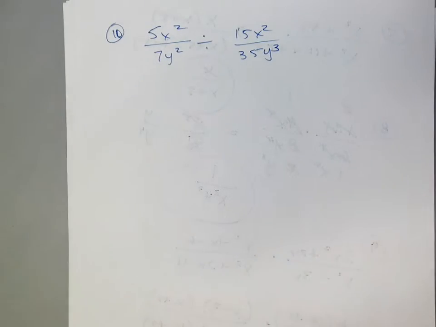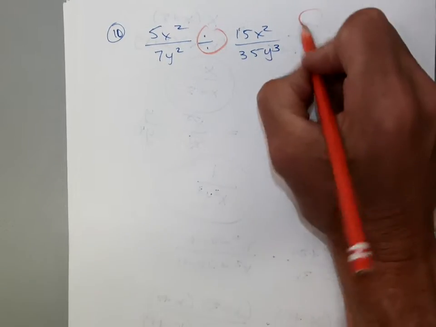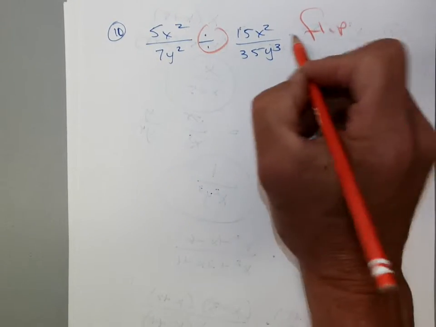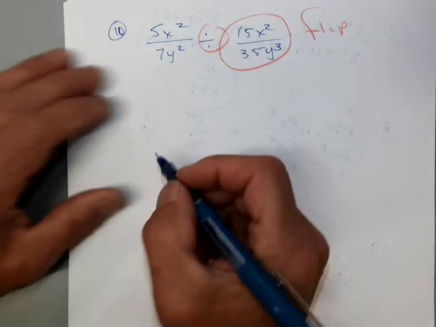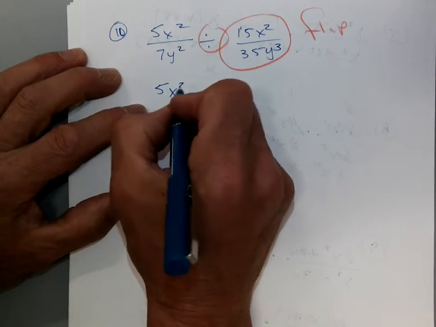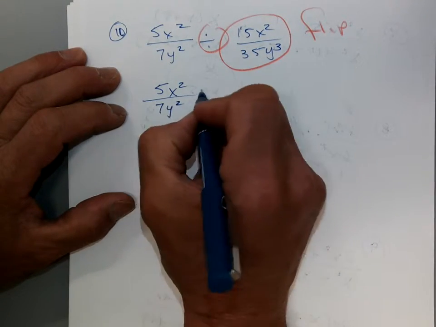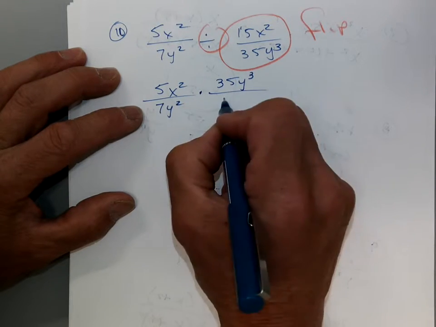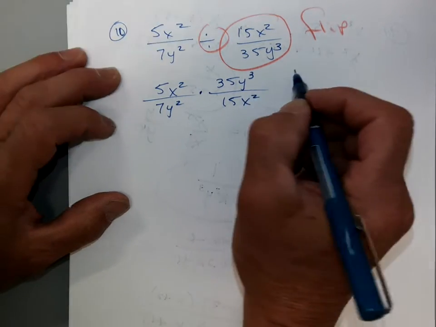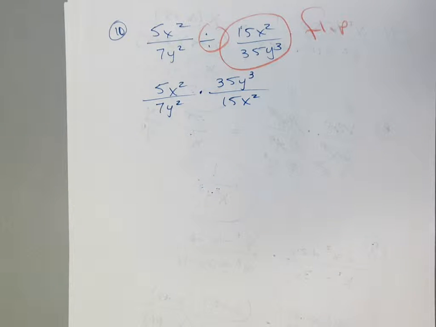Okay, I'm dividing, so I'm going to flip. We're going to flip this fraction, okay? The fancy math way is we say we invert and multiply. All right, let's do that. 5x squared over 7y squared times 35y cubed over 15x squared. Okay, Daisy, we're going to get another chance at practicing this, right? So here we go.